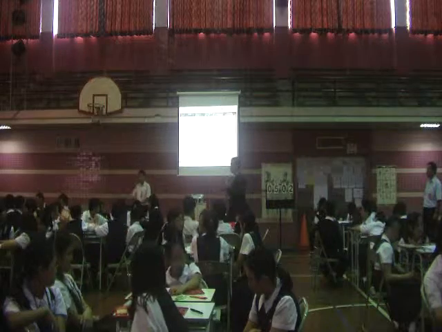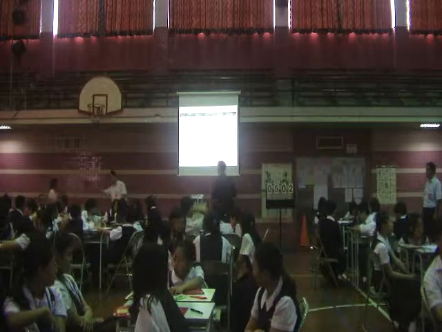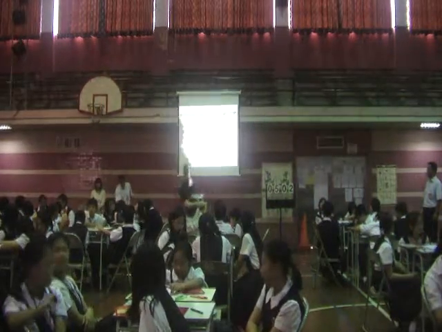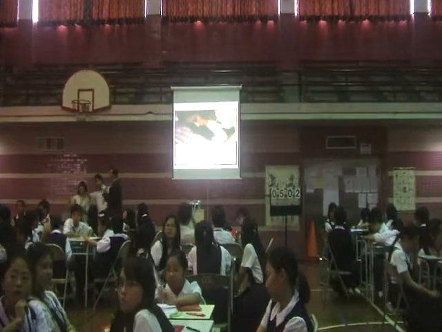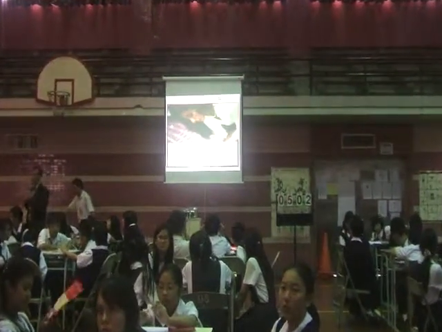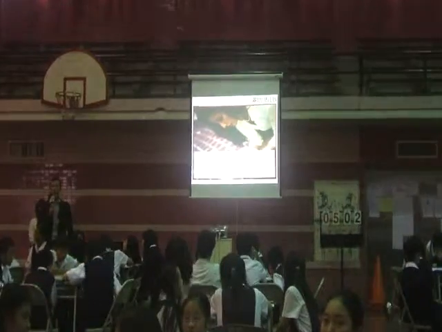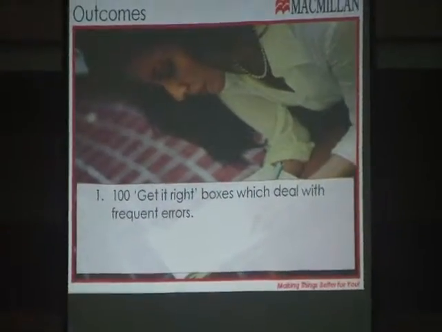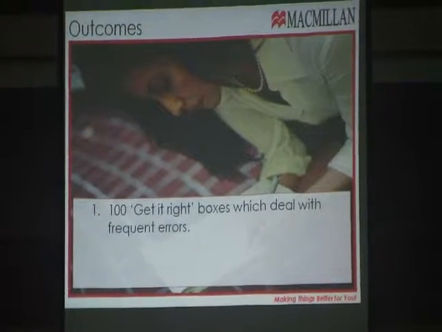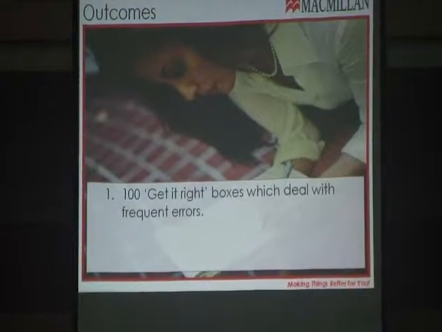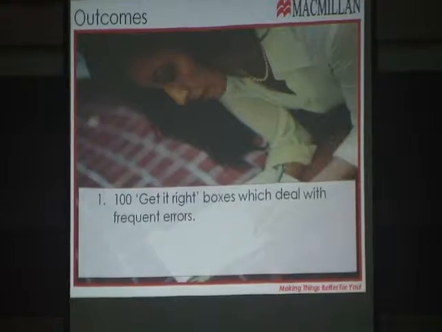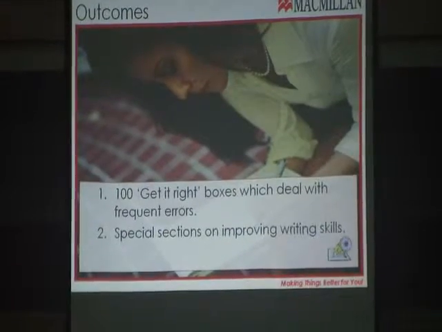So what we have in the dictionary is some boxes that are called Get It Right boxes. And the Get It Right boxes will tell you which words language learners often make mistakes with. And then they give you help with that. Okay, so for example, again.